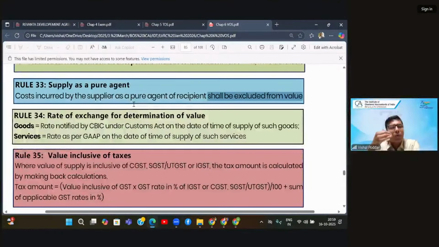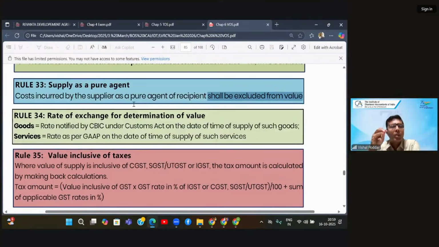The recipient has empowered the supplier to act as a pure agent. What is acting as a pure agent? Where the recipient allows the supplier, or we will say authorizes the supplier, to procure any goods, procure any services on behalf of the recipient, which will be used by the supplier in providing his output service to the recipient.